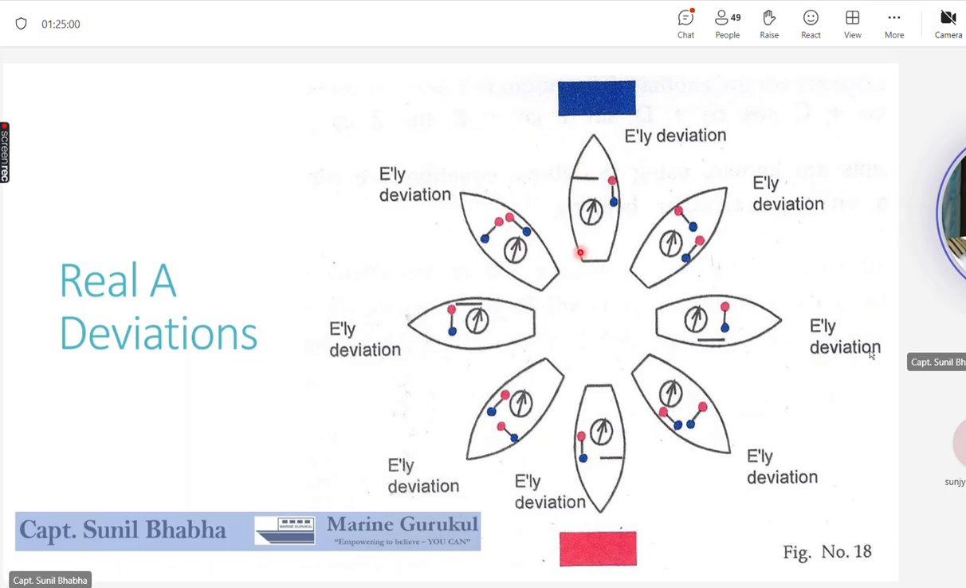You can follow the laser pointer. This is the diagram which we are going to see or understand in detail. Now the ship is on a northerly heading.